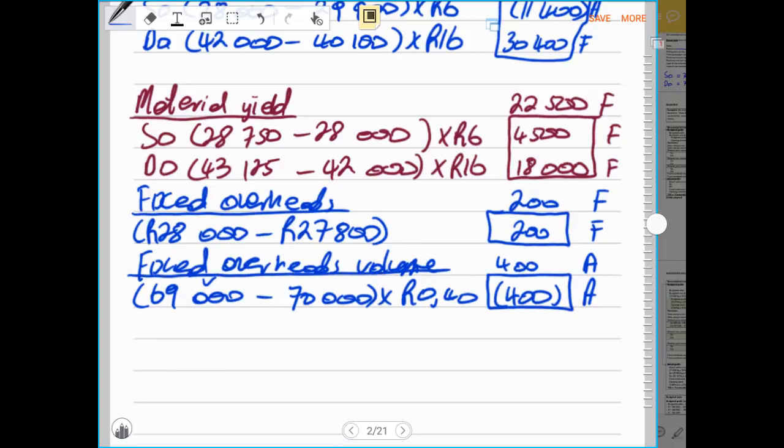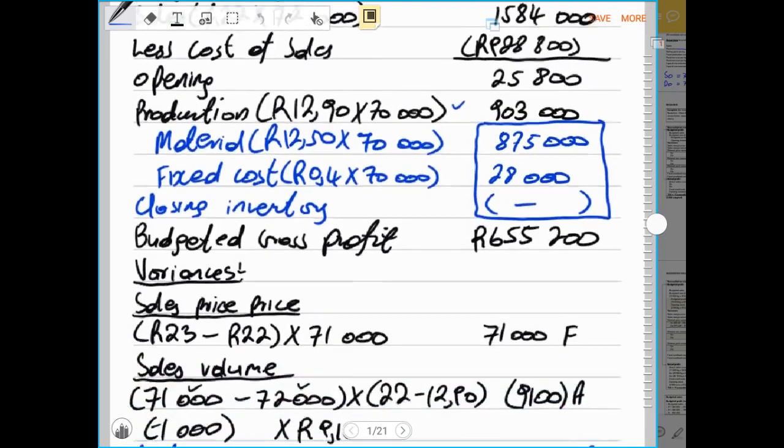Sometimes they call it efficiency when they are using the number of labor hours, but they just gave us the absorption rate on the number of units, not based on the labor hours. So now I've captured all these variances, I can start calculating my actual profit.